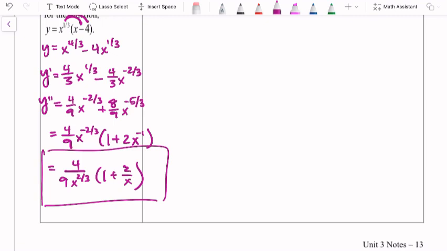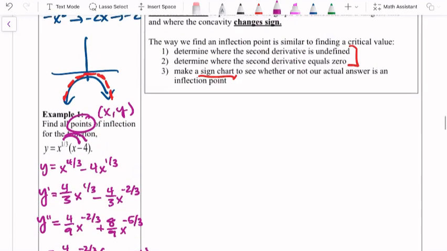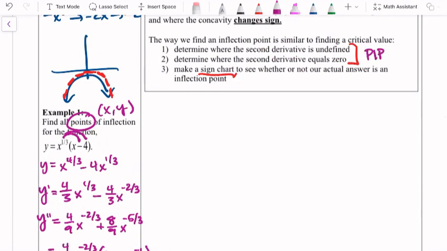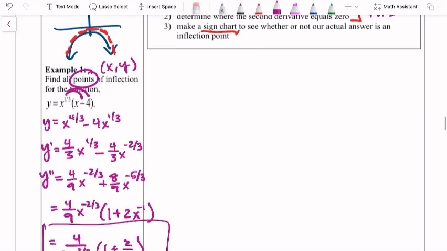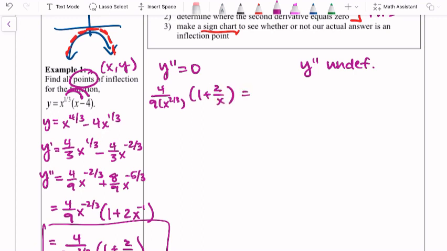Now we're trying to find potential inflection points. So let's call our potential inflection points, let's call these pips. Okay, we're going to find our pips. We're going to do that by figuring out where y double prime is equal to 0 and where y double prime is undefined. Okay, so this is going to be equal to 0, so we're going to have 4/9 x to the 2/3, 1 plus 2 over x equals 0. Okay, so that's like a zero product property, so let's set both parts of this equal to 0.